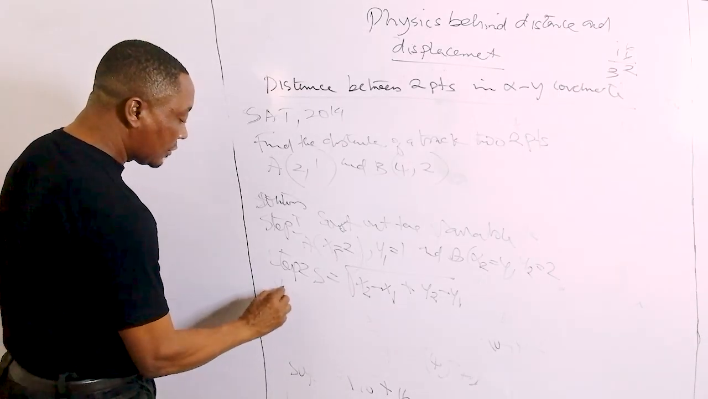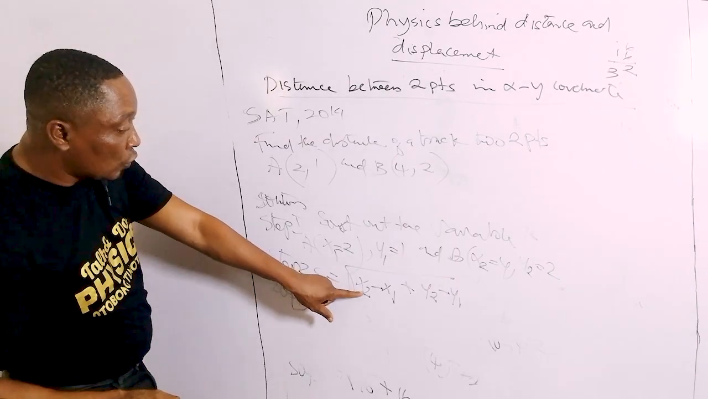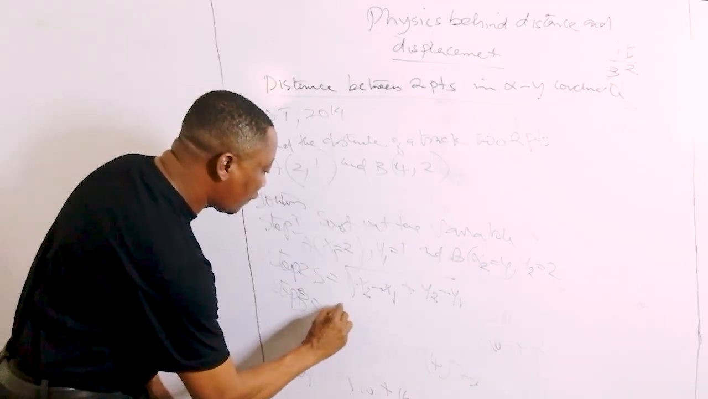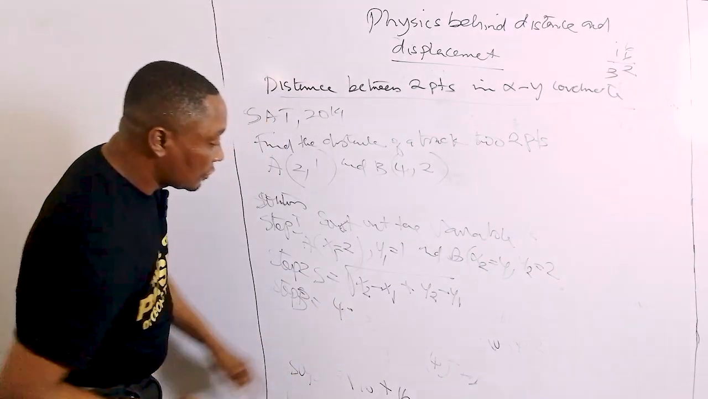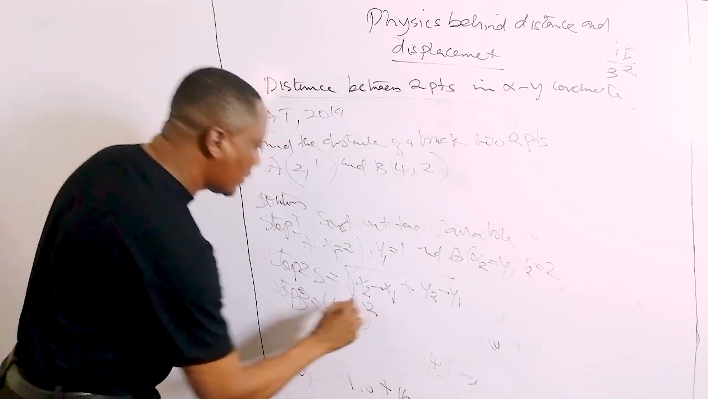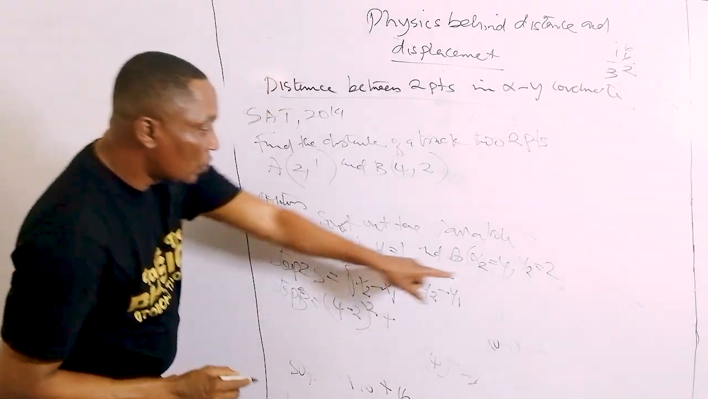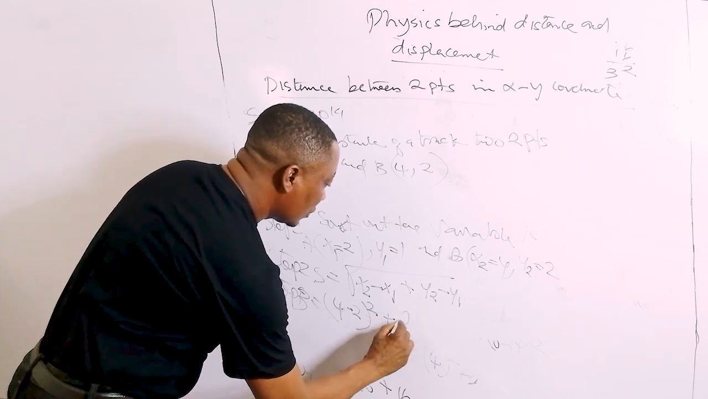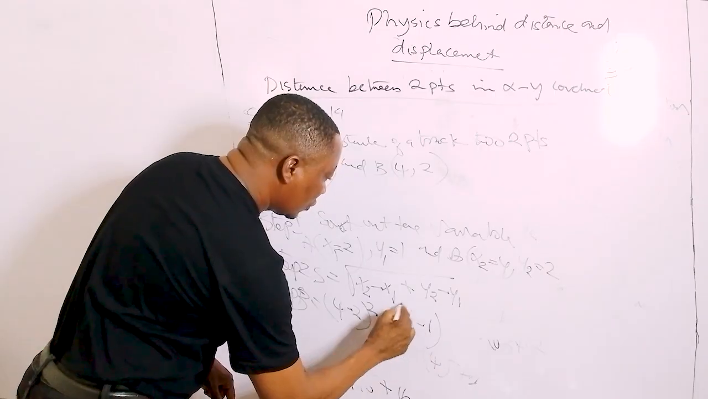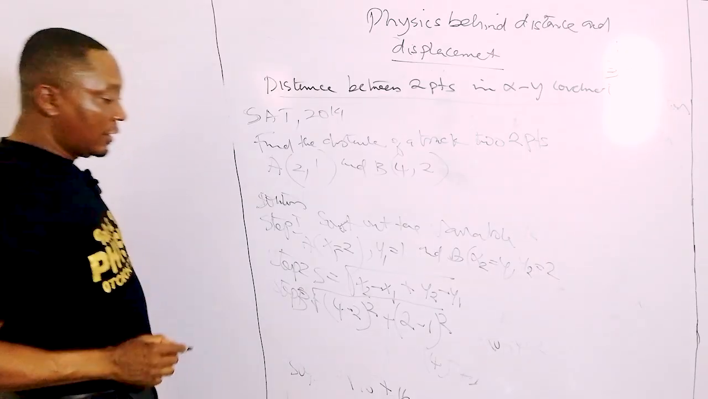Step 3, you now say, when you see x2, what is the value of x2? 4. Now 4 minus, what is x1? x1 is 2. You bracket it and square it. Plus, where is y2? y2 is 2. And where is y1? y1 is 1. You square it.